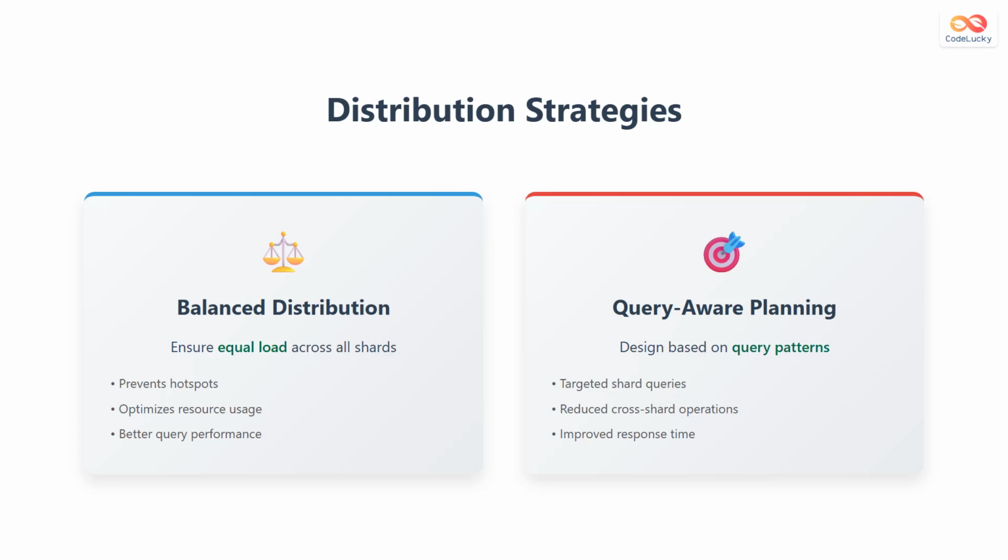Let's explore different distribution strategies. First, balanced distribution. Ensure equal load across all shards, prevents hotspots, optimizes resource usage, and leads to better query performance. Second, query-aware planning, where the design is based on query patterns, which means targeted shard queries, reduced cross-shard operations, and improved response time.